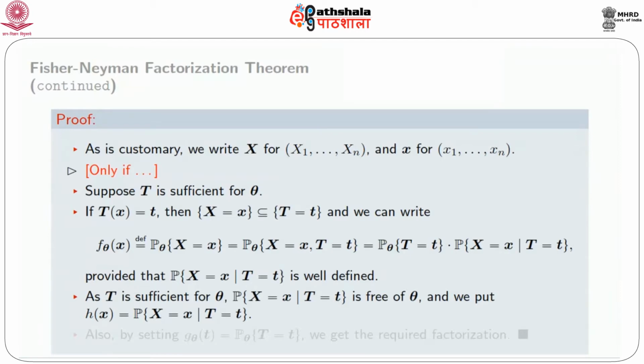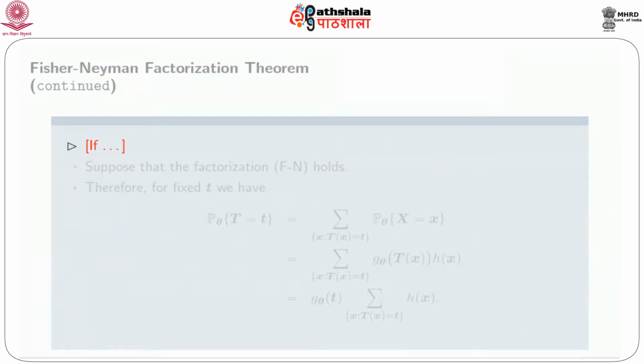As T is sufficient for theta, the conditional probability of X equals x given T equals t is free of theta, and we write h(x) equals probability of X equals x given T equals t. Now, if we write g theta (t) as probability under theta of T equals t, that is the marginal distribution of T, then we get the required factorization.